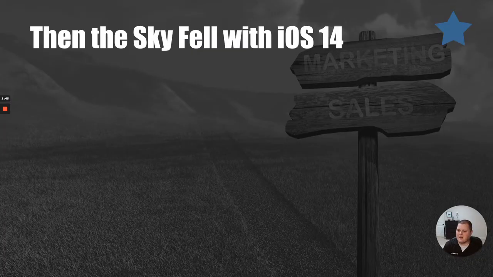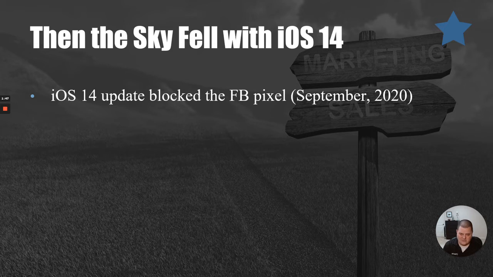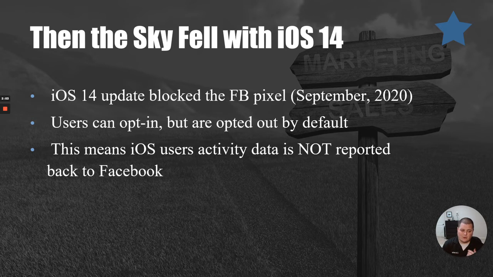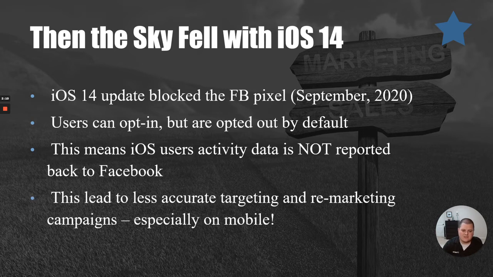The bottom fell out because on iOS 14, they blocked the Facebook pixel from being able to communicate. That happened in September of 2020. And now users can opt in to personal information tracking, but after iOS 14, they were opted out by default, meaning that your activity, the online data that it's collecting, is not being accurately reported back to Facebook. And so this led to less accurate targeting. The remarketing campaigns fell apart, and this was especially true for mobile users.